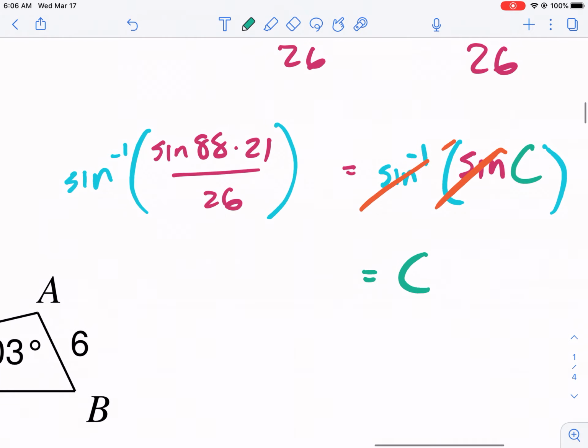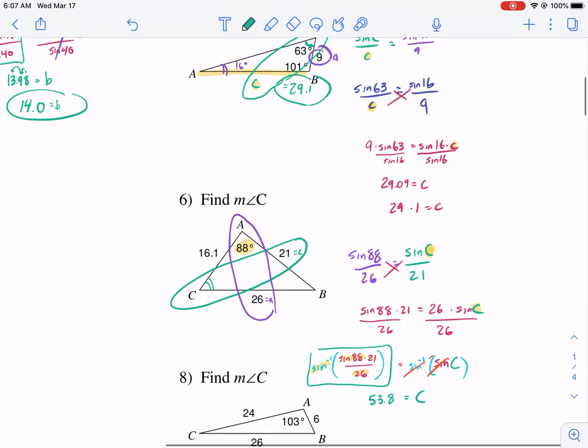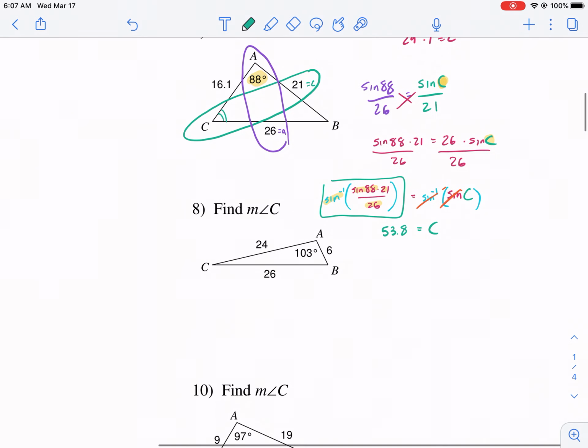And now what I'm going to do is type this all into my calculator. If you have one of those more basic ones, again, do it step by step. I would do this first, those steps, then divide, and then do inverse sine of all that. Me, I'm pretty fortunate. I get to just type it in all at once, as long as I'm typing it in carefully. So I have inverse sine of sine 88 times 21 divided by 26. Make sure I put parentheses around that, and I get 53.8. Round to the nearest tenth, right? So that's rounded to the nearest tenth.